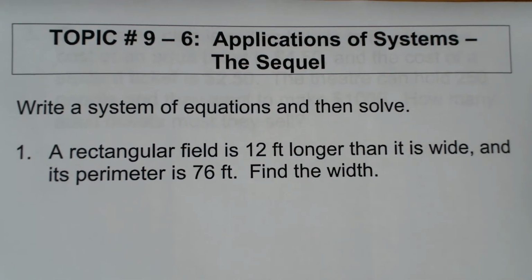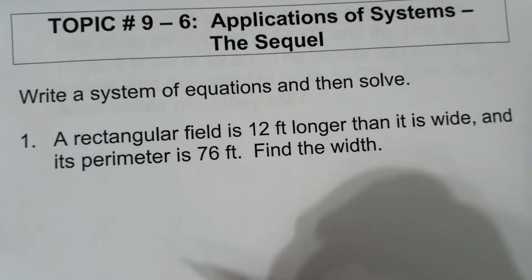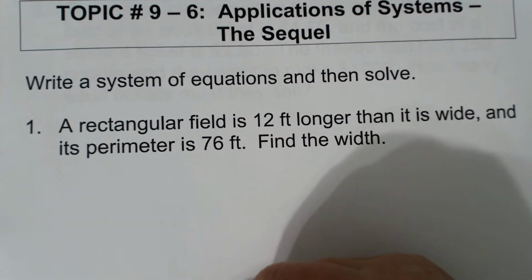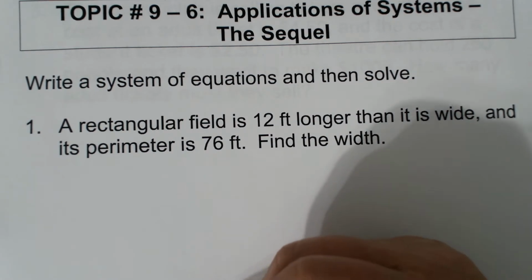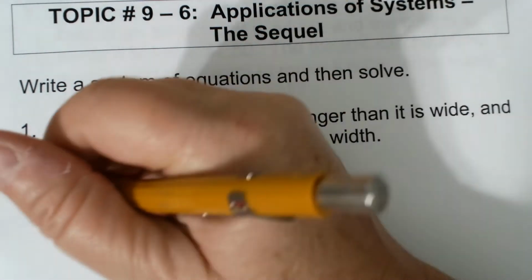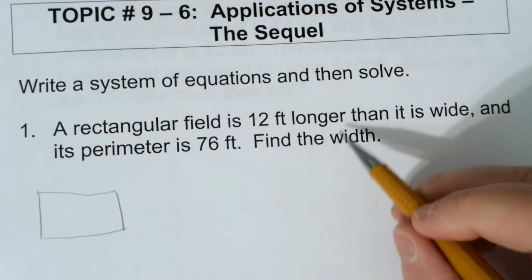This is 9-6, application of systems, the sequel. Write a system and then solve it. A rectangular field is 12 feet longer than it is wide and its perimeter is 76. Go ahead and draw a picture. And if you're comparing something, I'm going to say width.